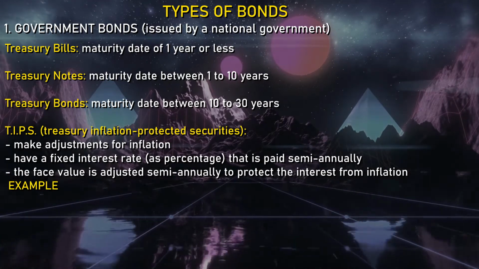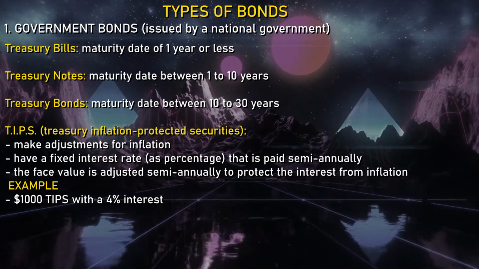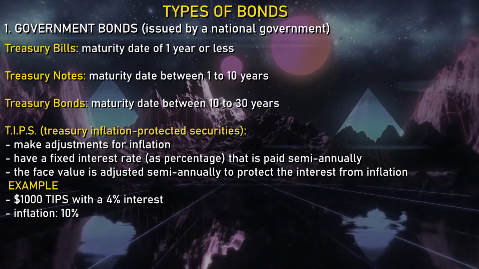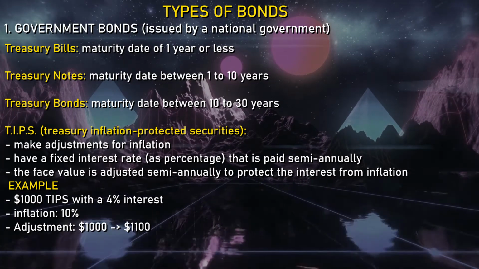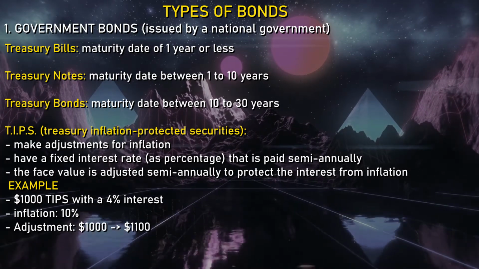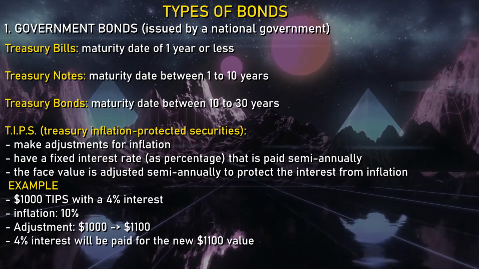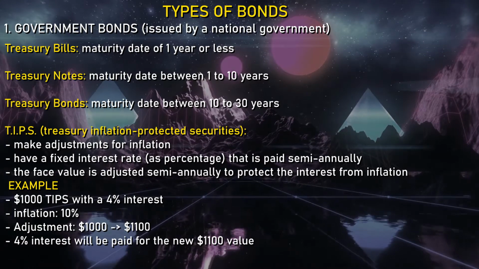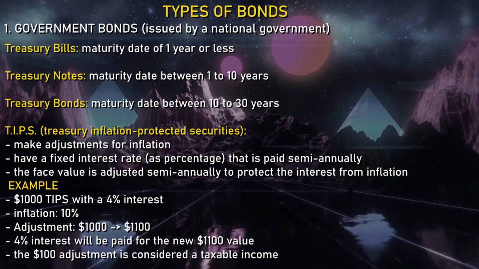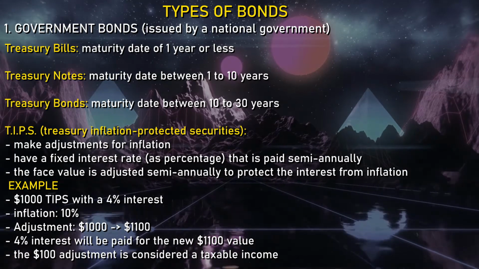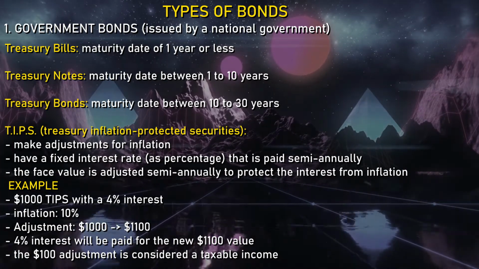For example, if you bought a $1,000 TIPS with a 4% interest, but the inflation was 10%, when the adjustment comes, the TIPS value will become $1,100 to keep up with the inflation. The 4% interest will be paid for the new $1,100 value. This $100 adjustment is considered a taxable income, even though you didn't receive it in cash. For this reason, it's better to buy TIPS through a mutual fund instead of directly from the treasury.